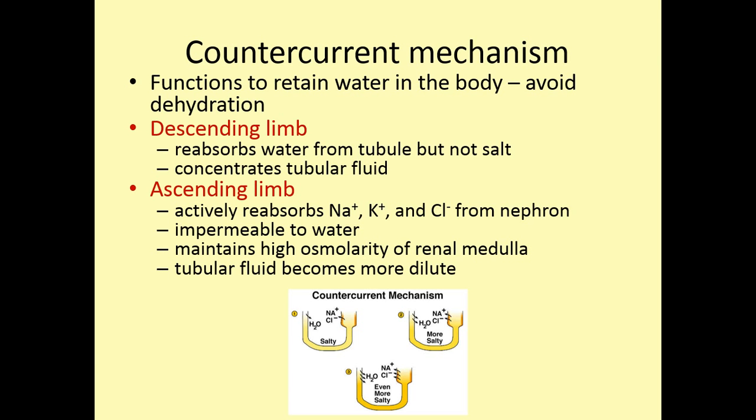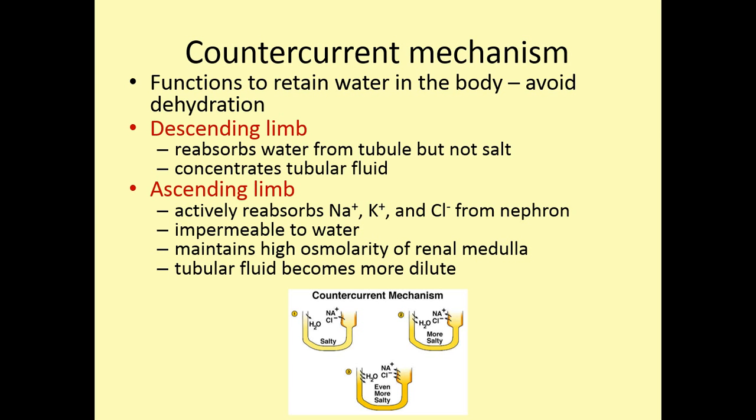Anytime you see the word countercurrent, you should assume that there is fluid flowing in two different opposite parallel directions. So think about the loop of Henle or nephron loop. Filtrate flows down the descending part of the loop and up the ascending part of the loop. Those two parts of the loop are right next to each other. They're parallel to each other, yet they carry counter currents. The currents are flowing down in one tube and up in the other tube.